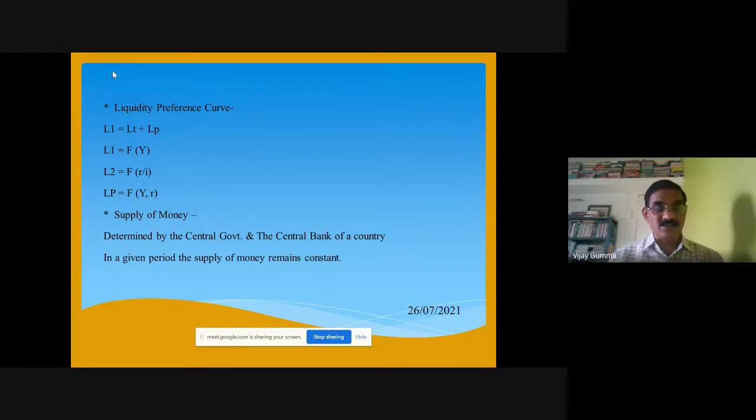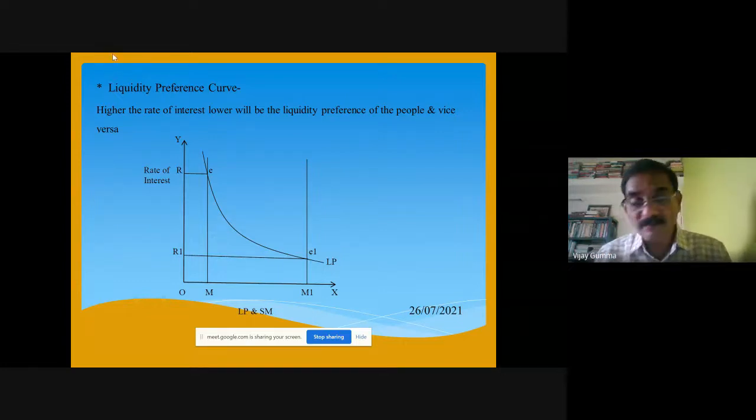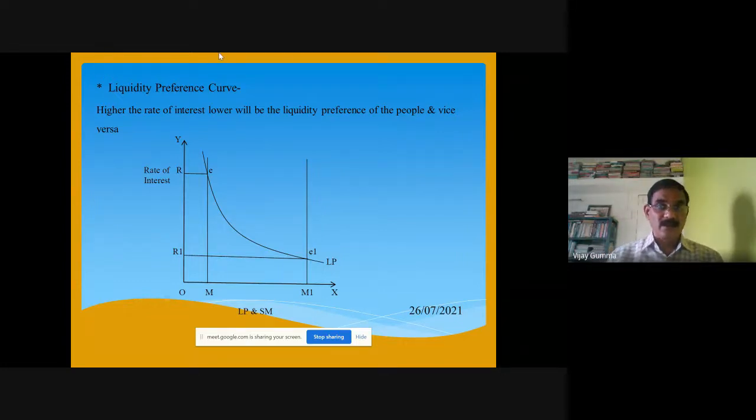John Maynard Keynes further points out that in a given period of time, the supply of money remains constant, and therefore it is the liquidity preference of the people, the desire to hold money in the form of cash, the demand for money, which determines the equilibrium rate of interest. We can explain this with the help of this diagram.